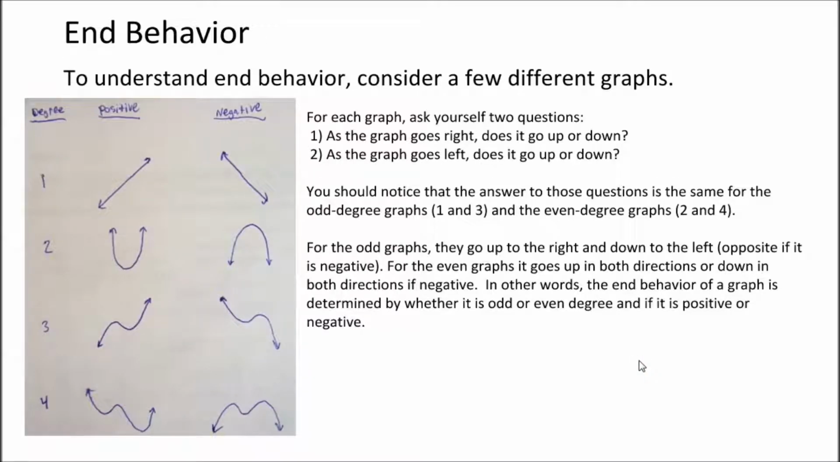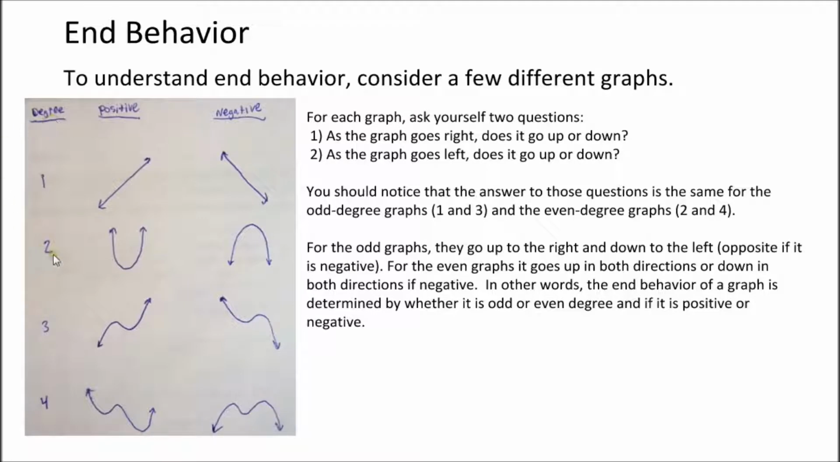End behavior. There's a lot to be said about end behavior, but in general, I like to think about it this way. If you have a degree 1 function, that means it's linear. That means it's like y equals x plus 2, just a linear equation. If it's positive, meaning the leading coefficient is positive, it's going to go up to the right and it's going to go down to the left. Uphill, downhill. If it's negative, it'll go down to the right and up to the left.